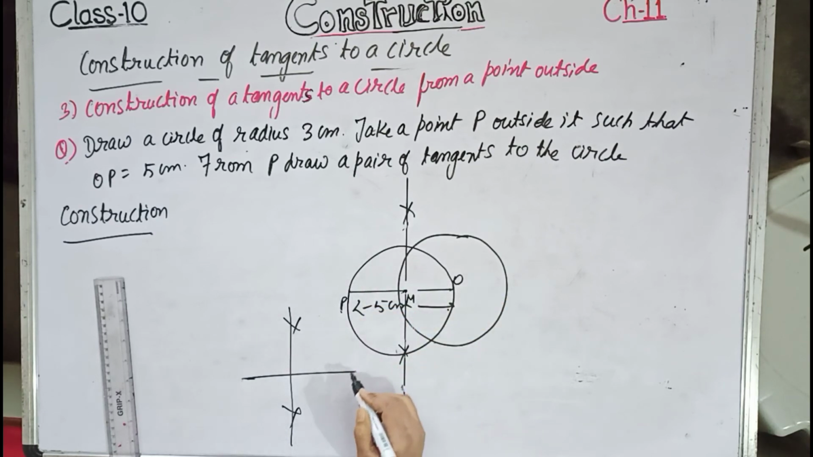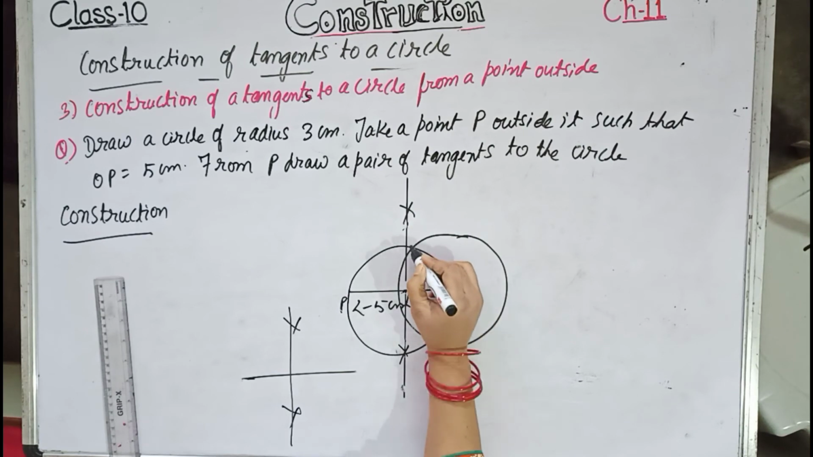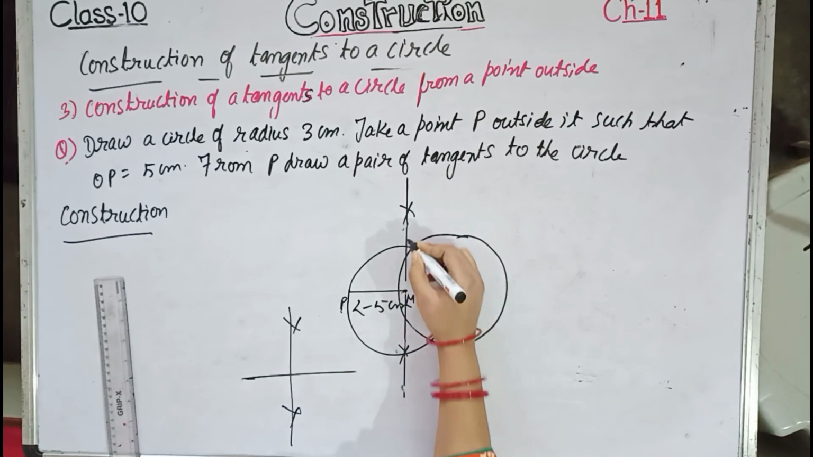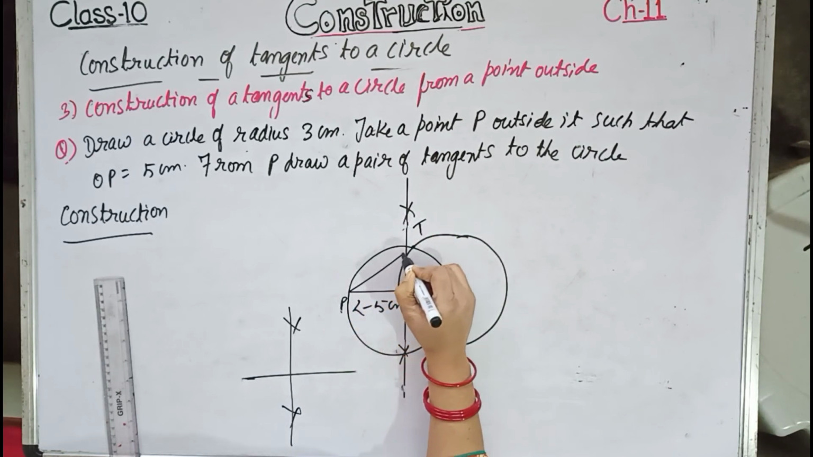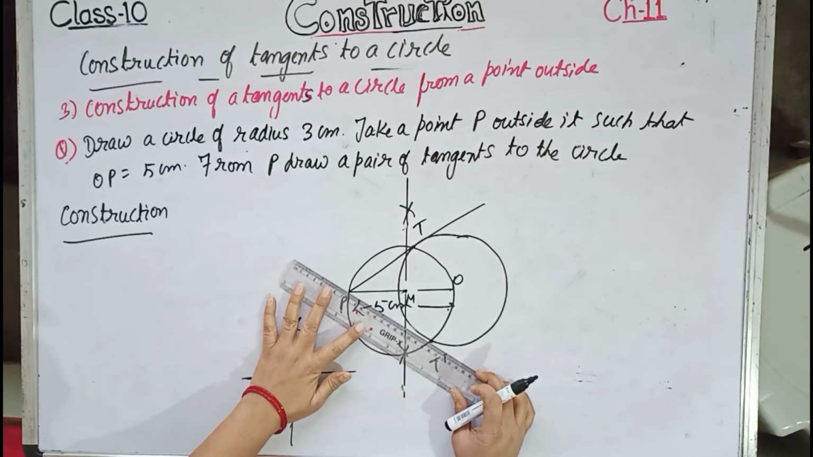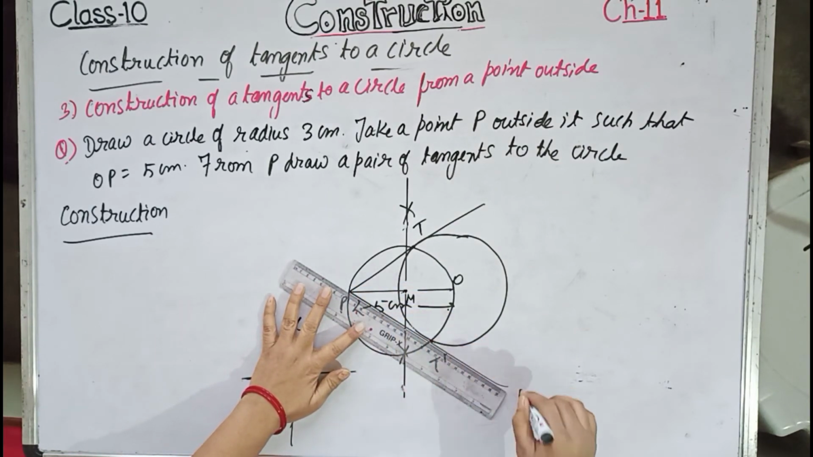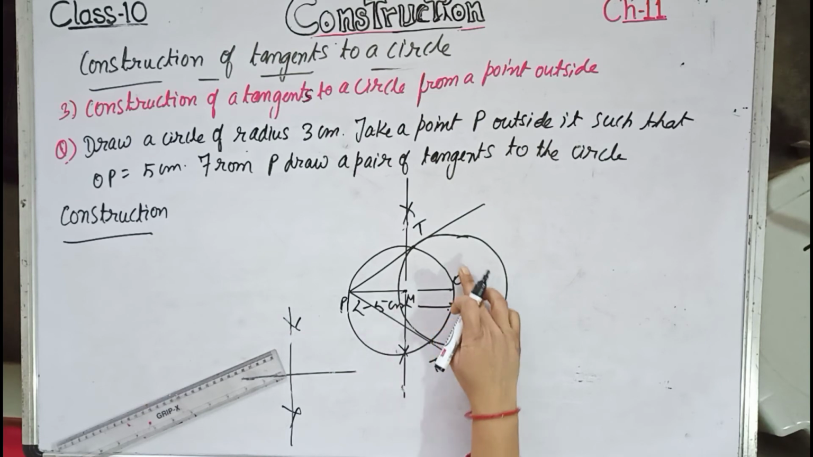Now wherever this circle intersects the original circle, you can name those points T and T dash. Then join PT with the help of a scale and PT dash with the help of a scale. Then PT and PT dash are the required tangents to the given circle with center O.